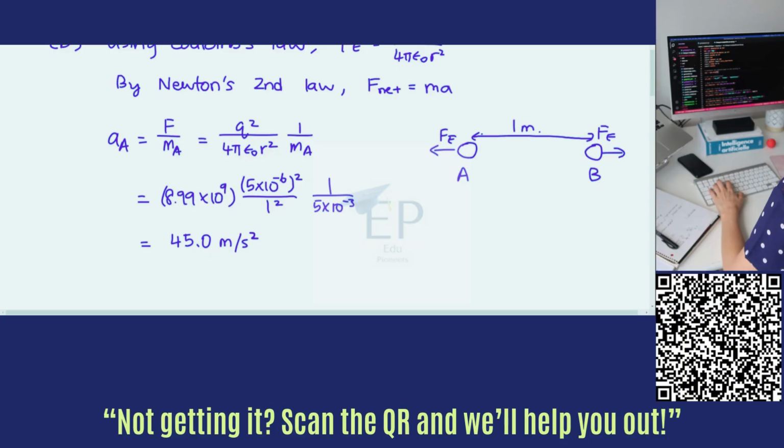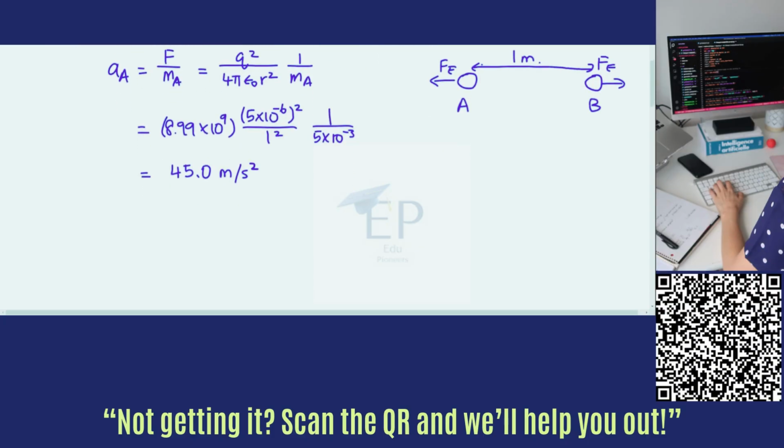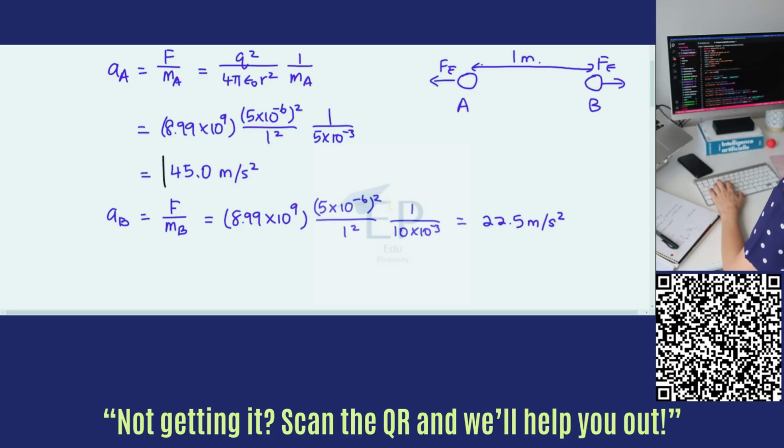Then we repeat the steps for sphere B, and this is F over mB. The force is the same, so we can just calculate, and you get 22.5 meters per second squared. So this is the answer for part B.